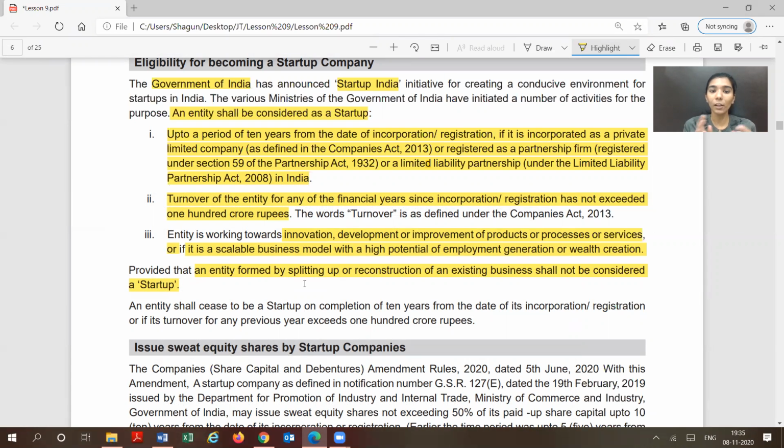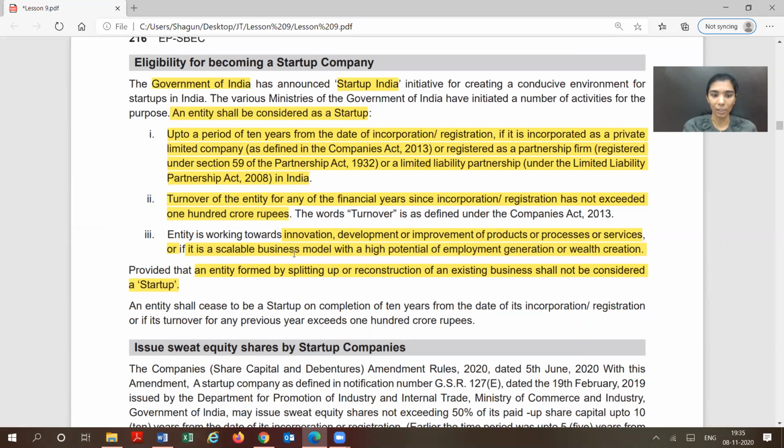Also, it should be a new company or a LLP or partnership. If it is formed by splitting up or reconstruction of any existing business, then you won't be qualified under the Startup India initiative.